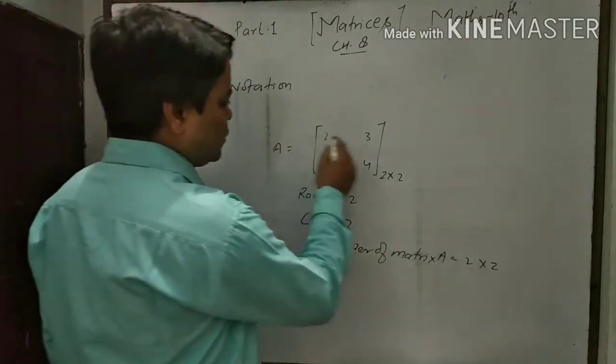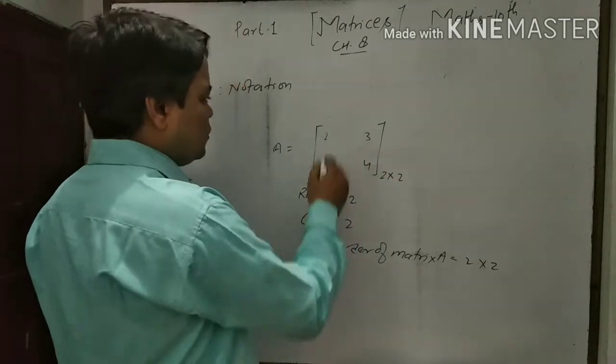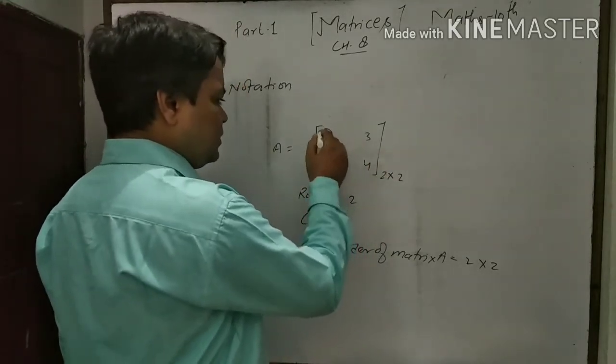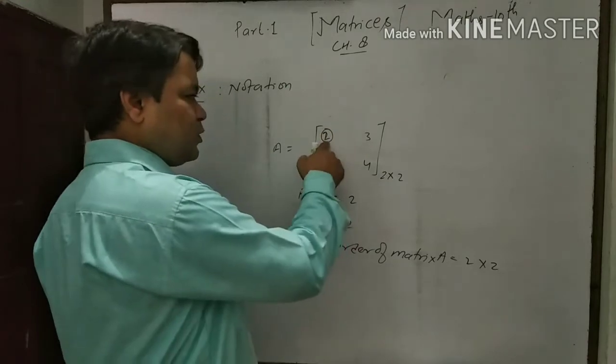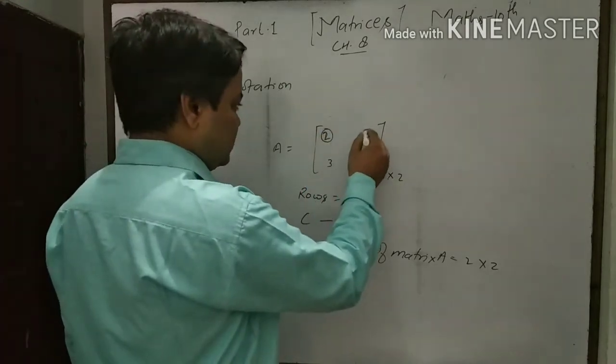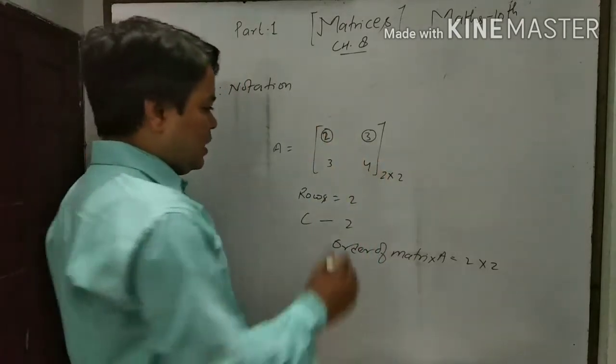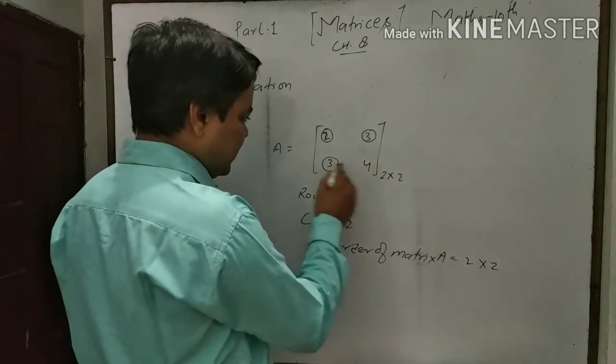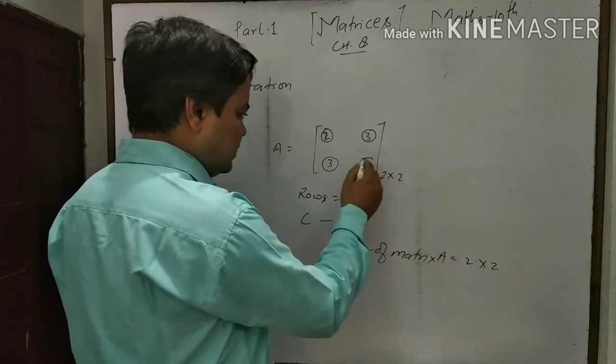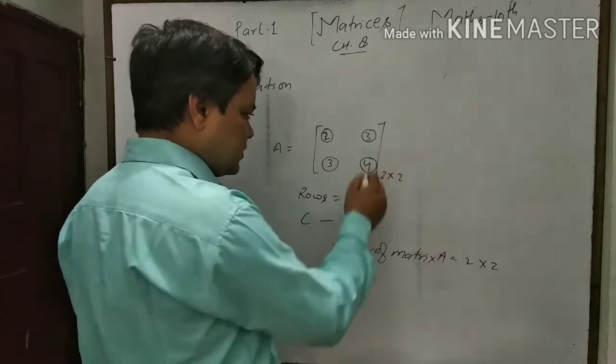Here this is the first row and first column. This is the element of the first row and first column. This is the element of the first row and second column. This is the element of the second row, first column, and this is the element of the second row, second column.